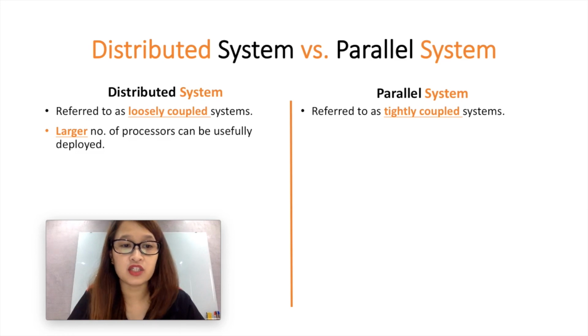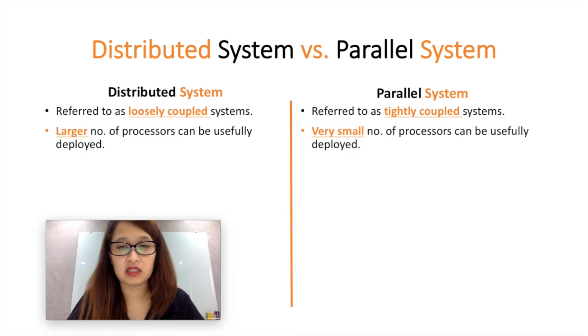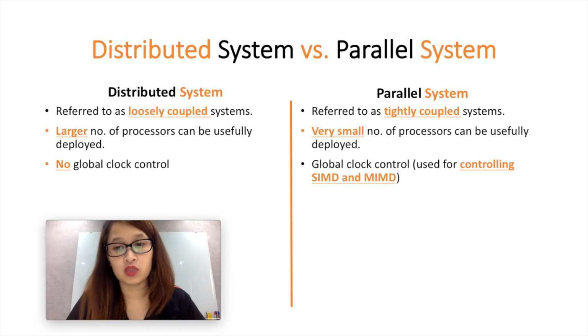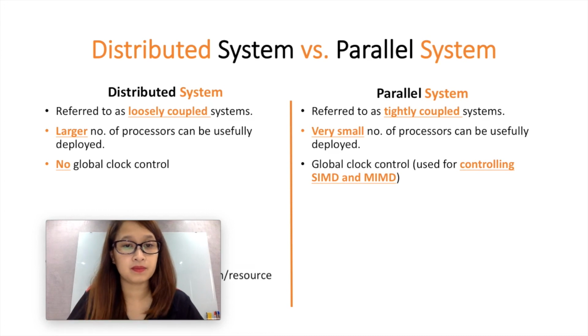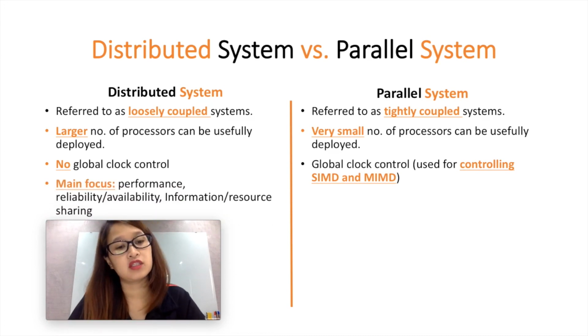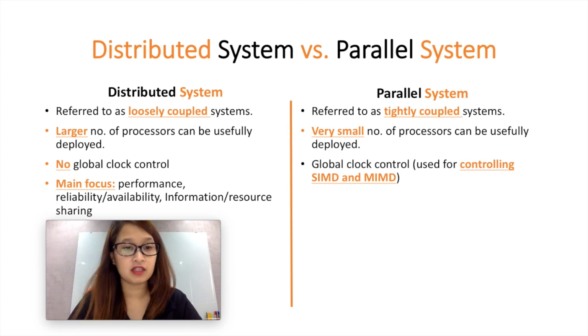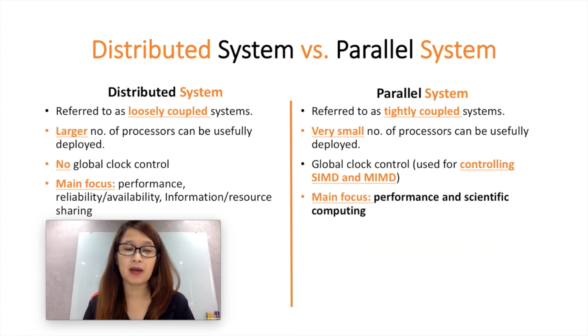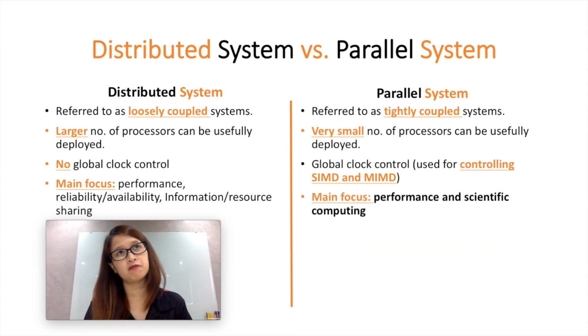A distributed system has a larger number of processors that can be usefully deployed, while for parallel, a very small number of processors can be usefully deployed. No global clock control for distributed, while global clock control is used for controlling SIMD and MIMD on parallel systems. So the main focus of distributed system would be performance, reliability or availability, and information and resource sharing. While for the parallel system, they will focus on performance and scientific computing.